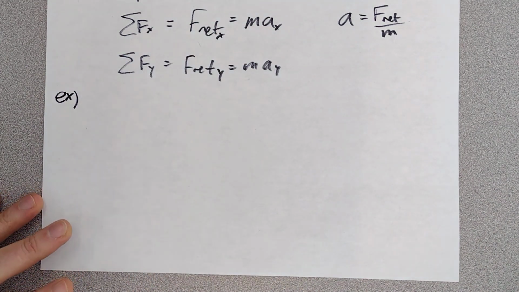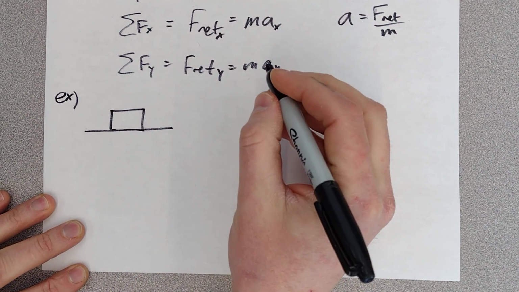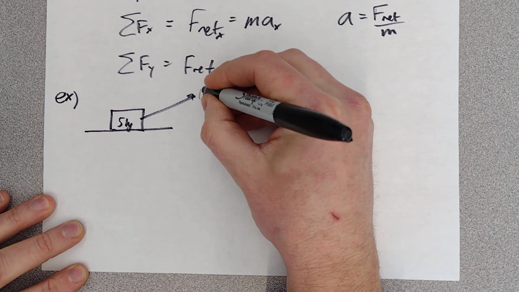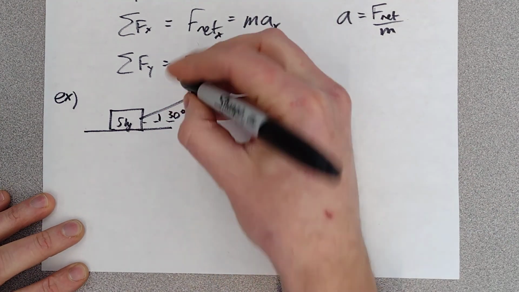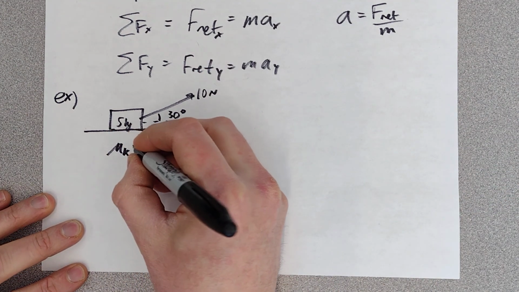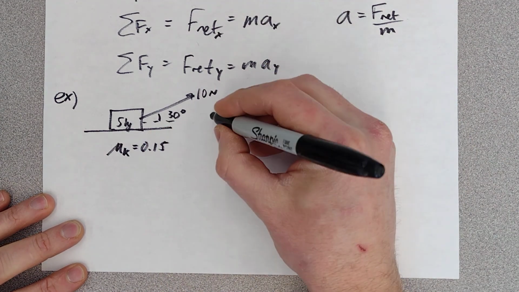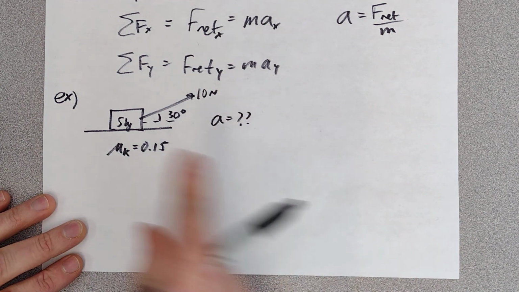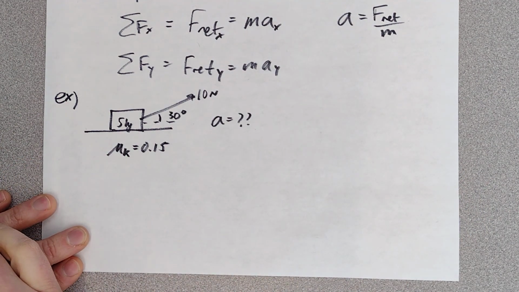Now, I'm just going to do one quick example here, just to get your brain going. I'm going to have a box with a mass of 5 kilograms. I'm going to pull on it with a force of 10 newtons at an angle of 30 degrees. Let's say the coefficient of kinetic friction is 0.15. I want to figure out the magnitude of the acceleration of this system. Clearly it's going to accelerate to the right, staying on the ground, with an acceleration in the positive x direction.